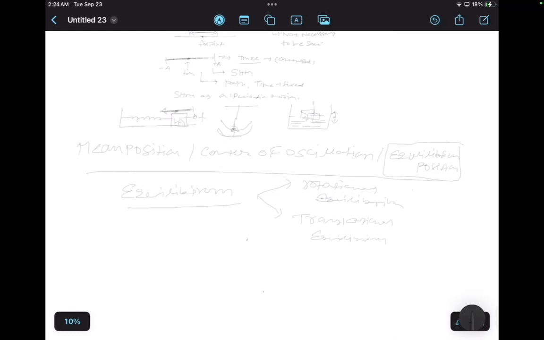So in rotational equilibrium, the net torque acting on the system must be zero. And if you're talking about translational equilibrium, then the net force acting on the system must be zero. When we learn about angular SHM, we are going to deal with rotational motion or rotational equilibrium. And when we learn about linear SHM, we are going to deal with net force sometimes equal to zero.